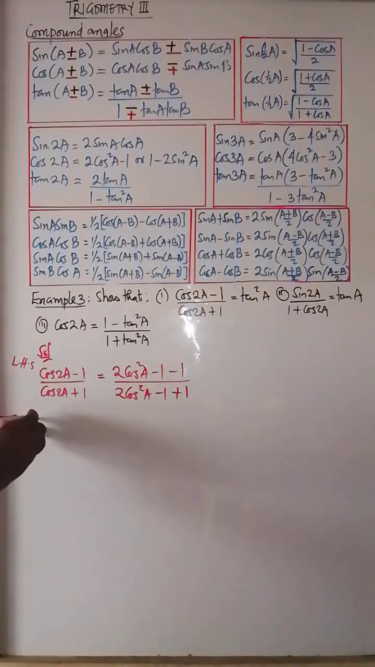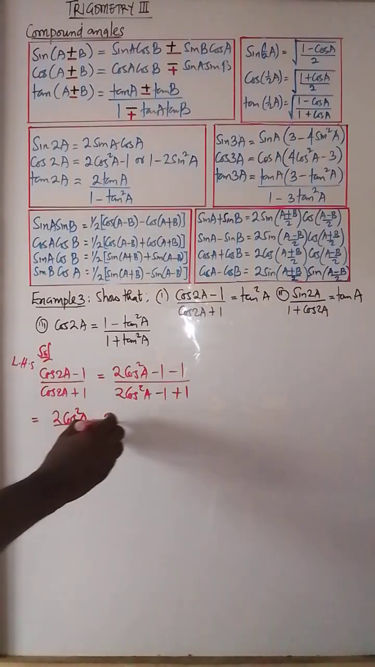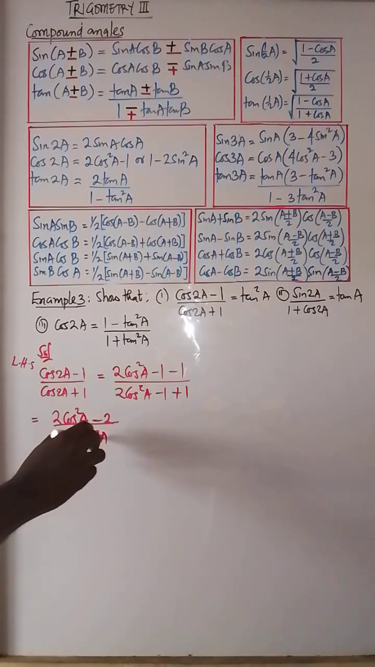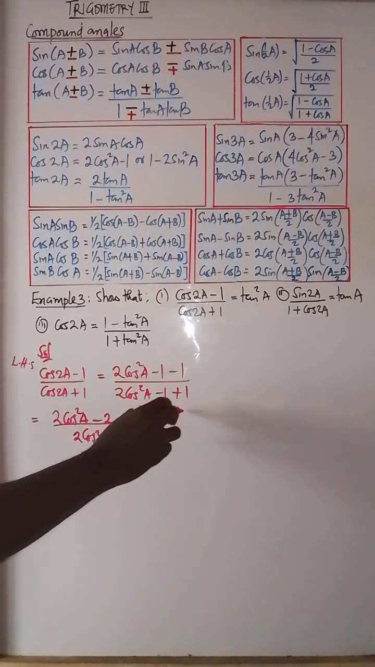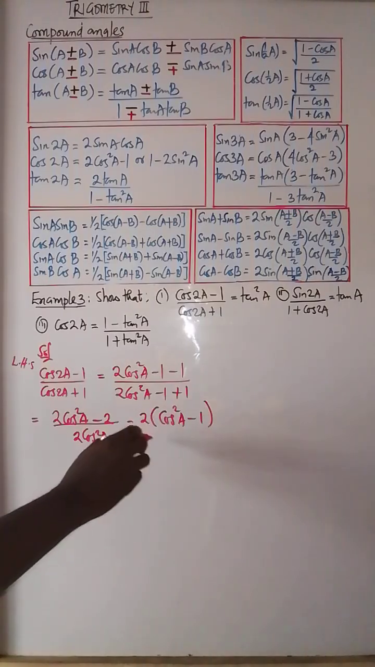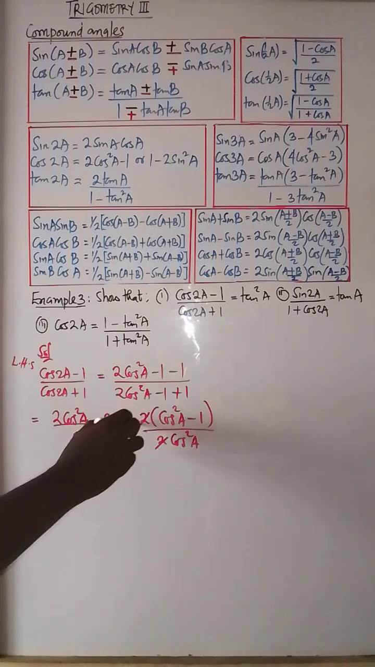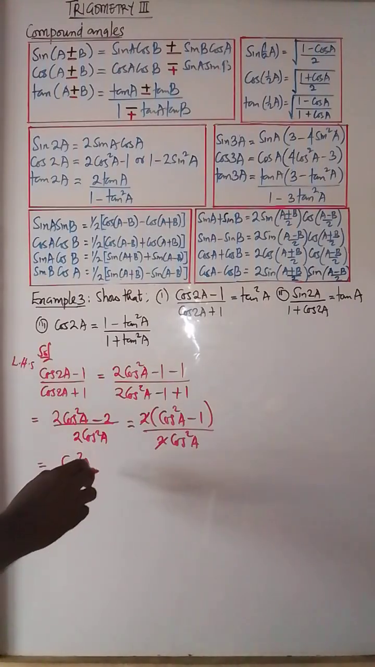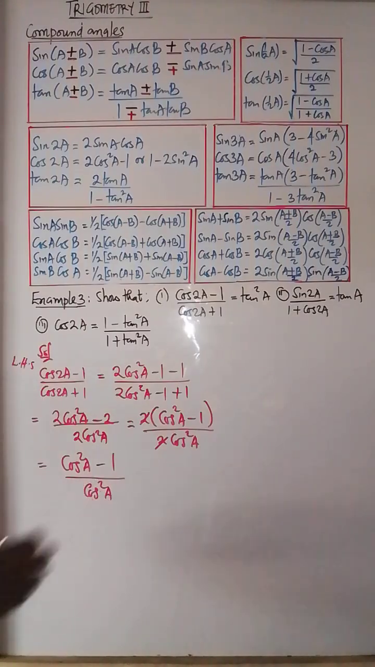So what happens at the numerator? We are having 2 cos square A minus 1 minus 2, divided by minus 1 plus 1 cancels, so we left it what? 2 cos square A. And because 2 is common at the numerator, that's cos square A minus 1 over 2 cos square A. 2 cancels 2, so this becomes cos square A minus 1 over cos square A.